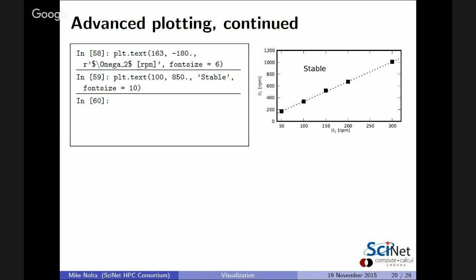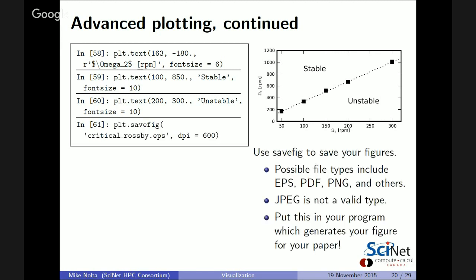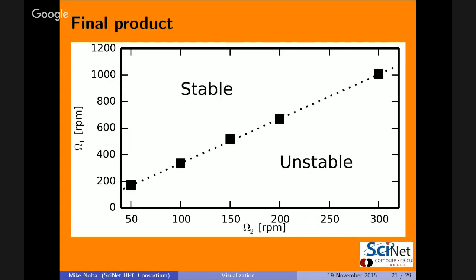Okay, use the same function. Now I want to start writing labels into the plot at custom locations. So I'll mark the upper section as stable, and the lower section as unstable. Again, just the same with the text function. And save it to a file. And again, I encourage you to save it as EPS or PDF instead of PNG. Okay, we've got our pretty paper ready for publication.